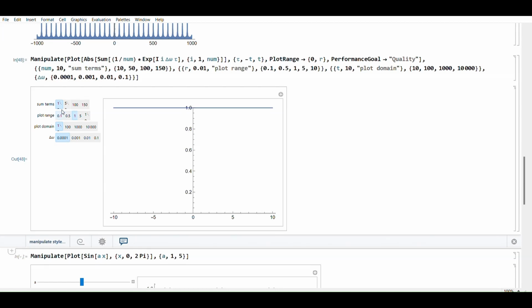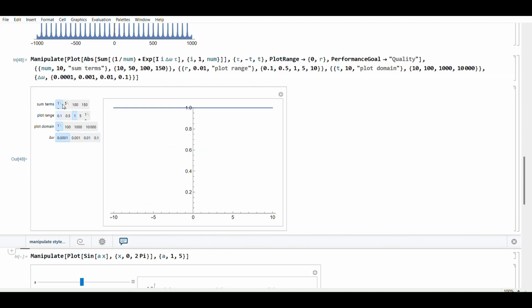So here is a Manipulate plot. What you can do is play around with the number of terms and also delta omega. As we change the number of terms and delta omega, you can see the features. Right now there is only one term. If it is only one term, it will remain flat, and then as delta omega is increasing, you see how the plot is changing.